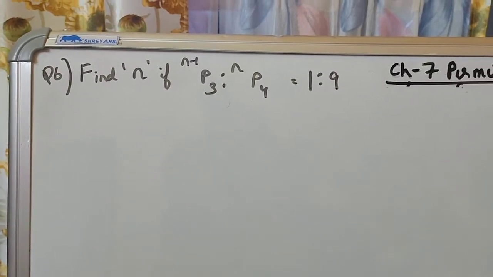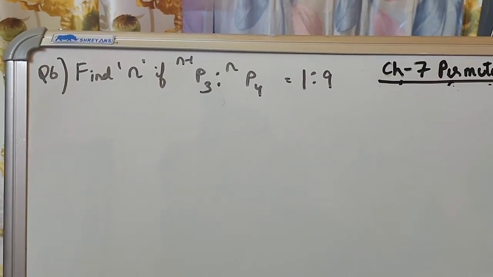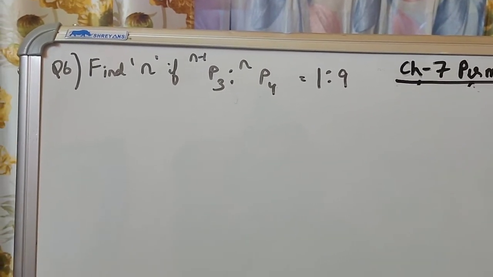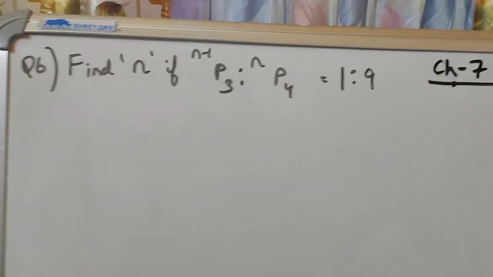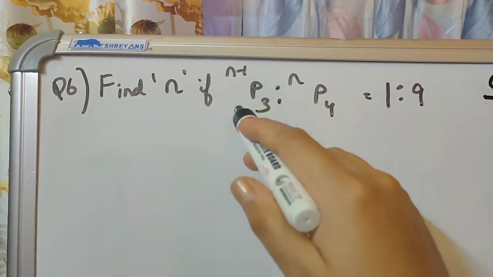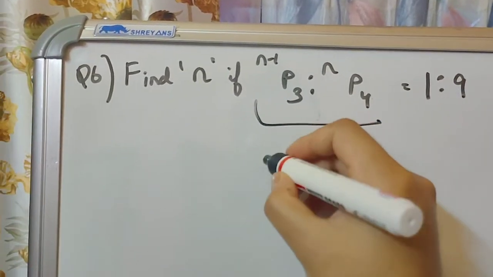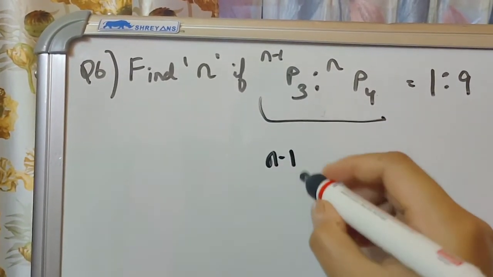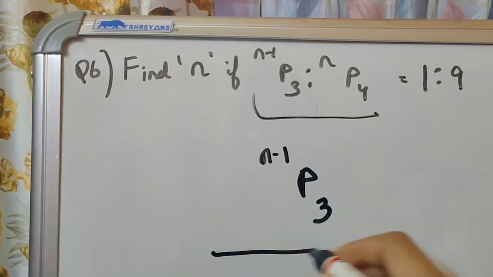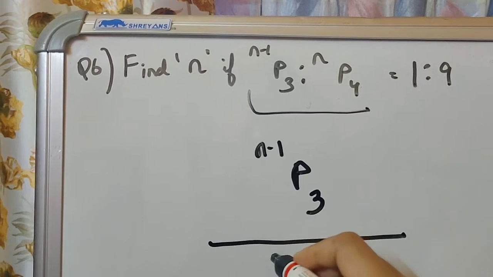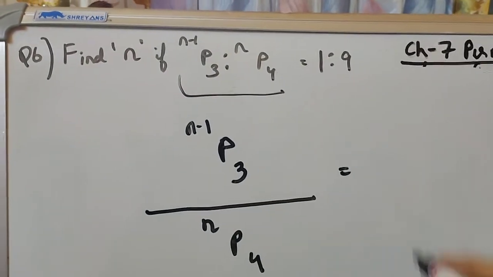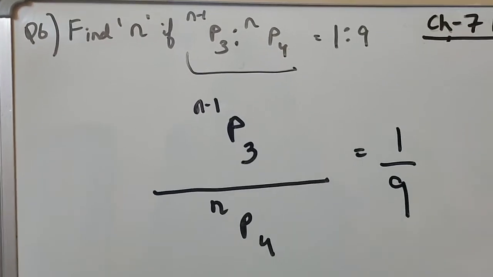So now this is question number 6. Find n given the equation like this. What you will do, this is a ratio. Ratio means division. So first we will write this part, that is (n minus 1) in power, then P 3, divided by nP4 is equal to 1:9, which means 1 divided by 9.